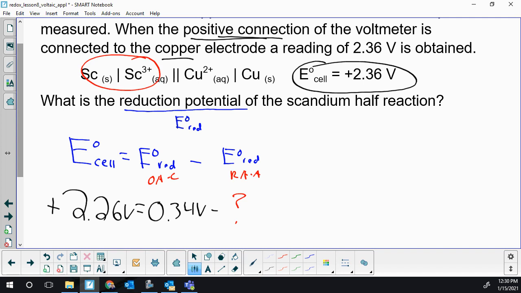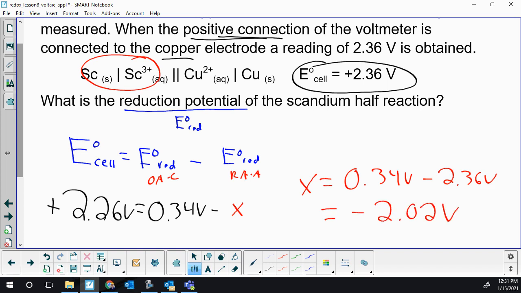So we have to rearrange this and solve for that question mark. Most students would want to put an X probably in instead of a question mark, and that's how you try to solve for X. If I rearrange this for X, I'm skipping a bunch of steps. My goal isn't to teach the algebra, so I don't want to take a couple minutes with that. But when you rearrange this, you get 0.34 volts minus 2.36 volts, you get negative 2.02 volts as the reduction potential of scandium.